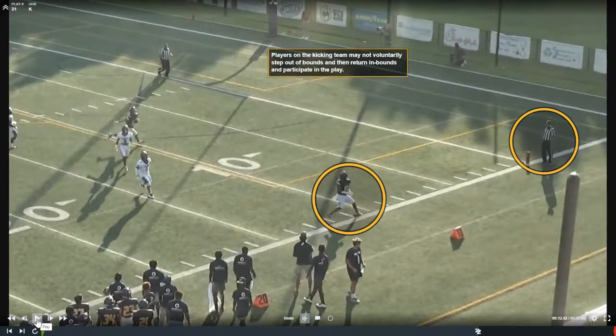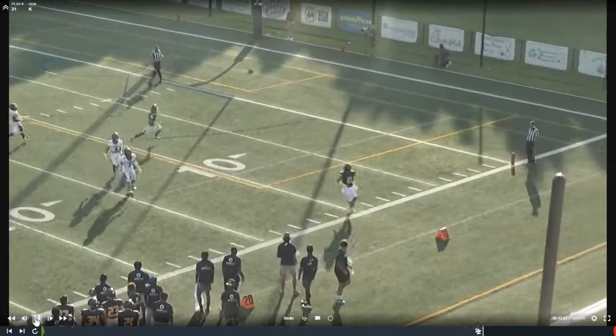to remember that K cannot voluntarily step out of bounds prior to touching the ball or further participating in the play. Our deep wing on this play has eyes on this player and does not have a hat or a flag on the ground, so we have the indication that he stayed in bounds for the duration of this play.